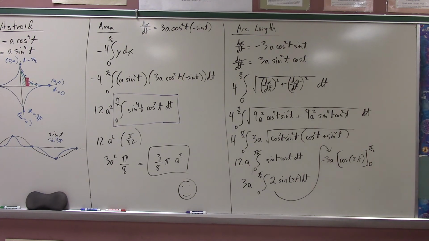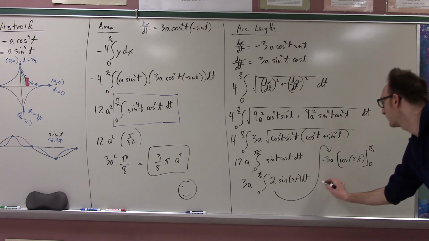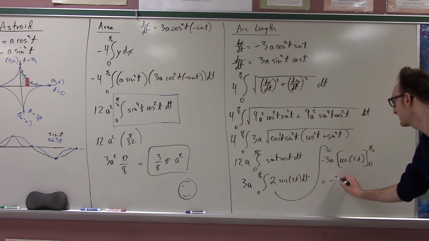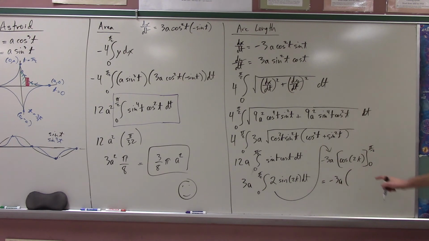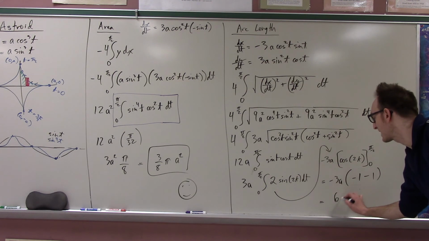Did I do that right? I definitely did. Good. So, what's the answer? It's negative 3a times, well, what is the cosine of pi? It's negative 1, and the cosine of 0 is 1, so minus 1, and so what we get is 6a.